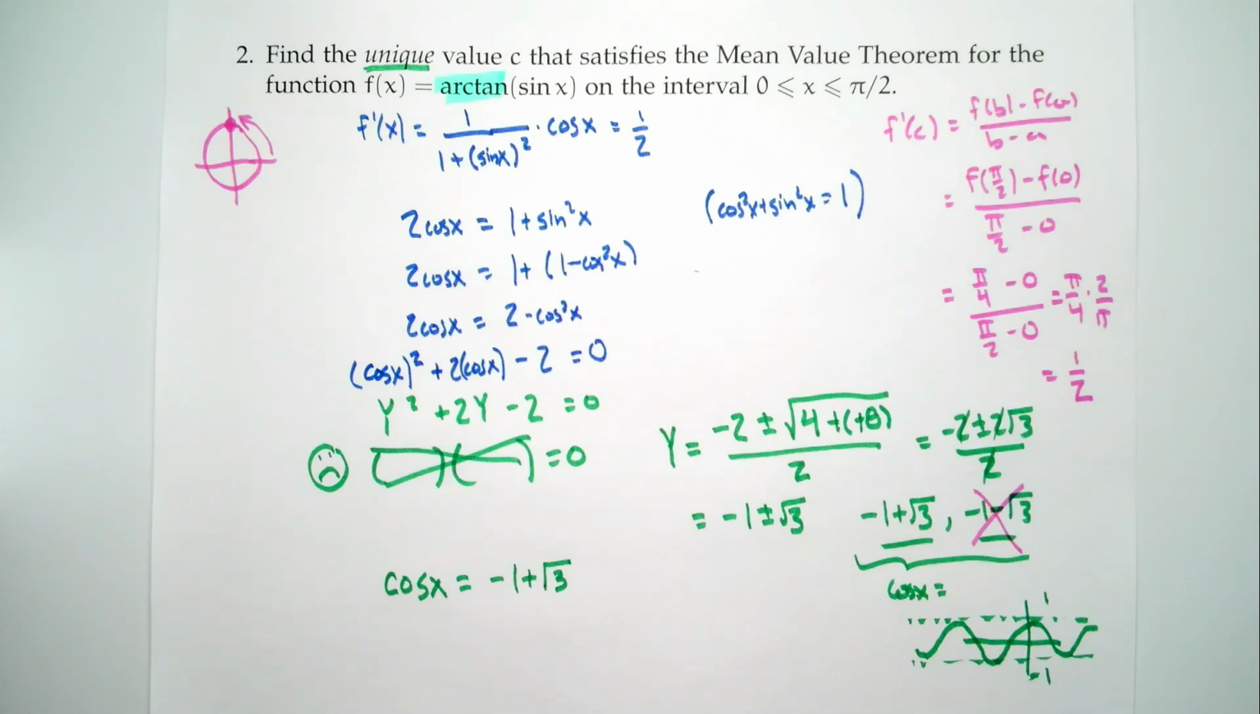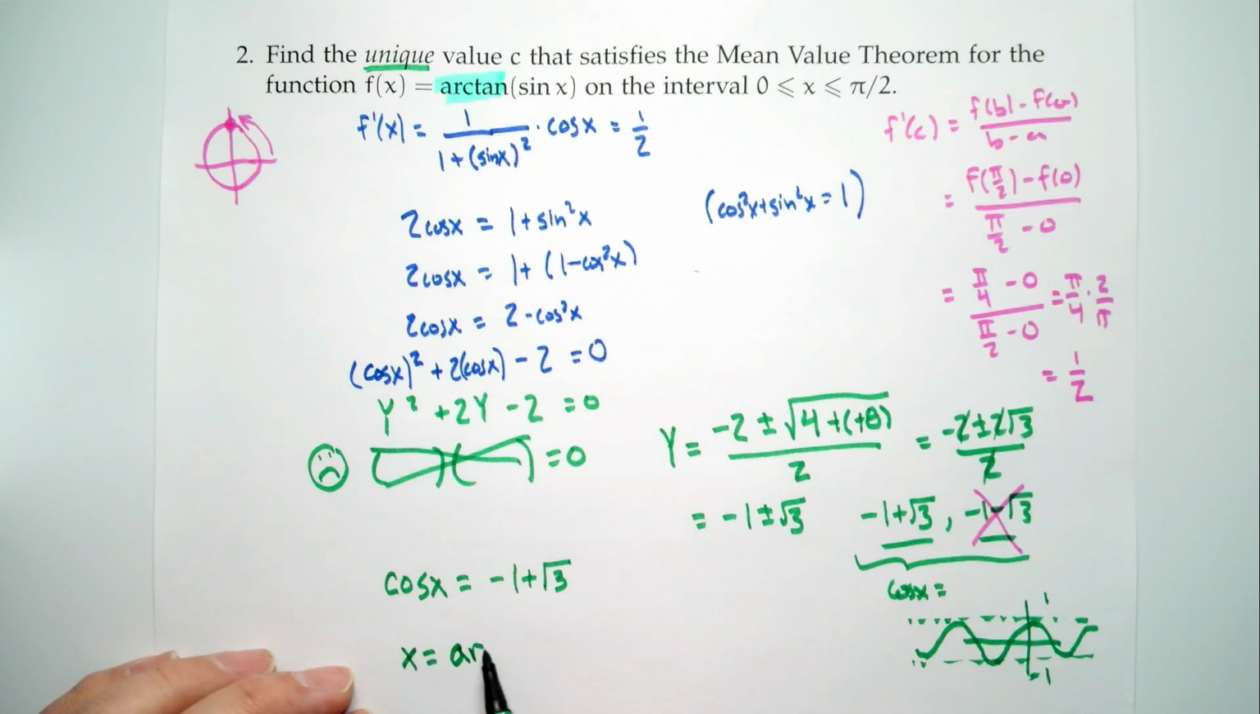So right now, x is trapped inside the cosine. How do we free it? How do we release it from its prison? Well, we have to undo cosine. And the way we do it is arc cosine, or inverse cosine.